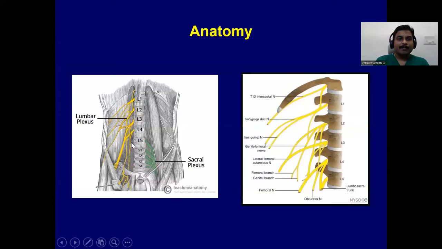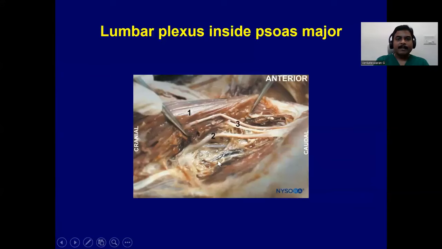Coming to the anatomy of the lumbar plexus. The lumbar plexus is formed from L1, L2, L3, and L4, and also a small branch from T12 joins to form the lumbar plexus. This plexus is formed within the psoas major muscle. So this is the psoas major, and all the branches of the nerves of the plexus come out of the psoas major. The main branches are iliohypogastric, ilioinguinal, genitofemoral, lateral femoral cutaneous nerve of thigh, femoral nerve, and the obturator nerve. And this is the cadaveric picture.